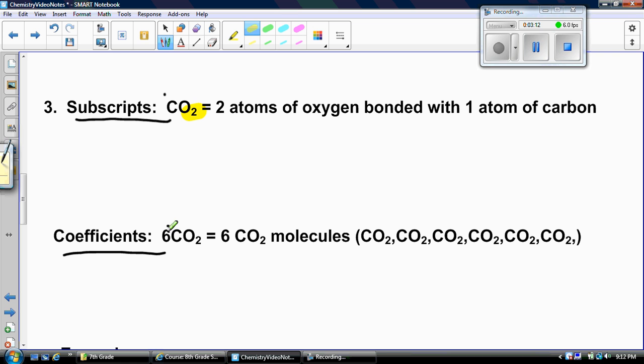Coefficients, however, come before the compound. These are what we're going to be working with a lot and showing how it supports the theory of conservation of matter. Coefficients tell you how many molecules there are. This 6 tells you there are 6 molecules of CO2. So instead of just 1 CO2 molecule, there are 6 of them. That tells you how many of those molecules are reacting. Instead of writing all of these out, we put that 6 there. So it's 6 times 1. That's 6 CO2 molecules in the reaction.